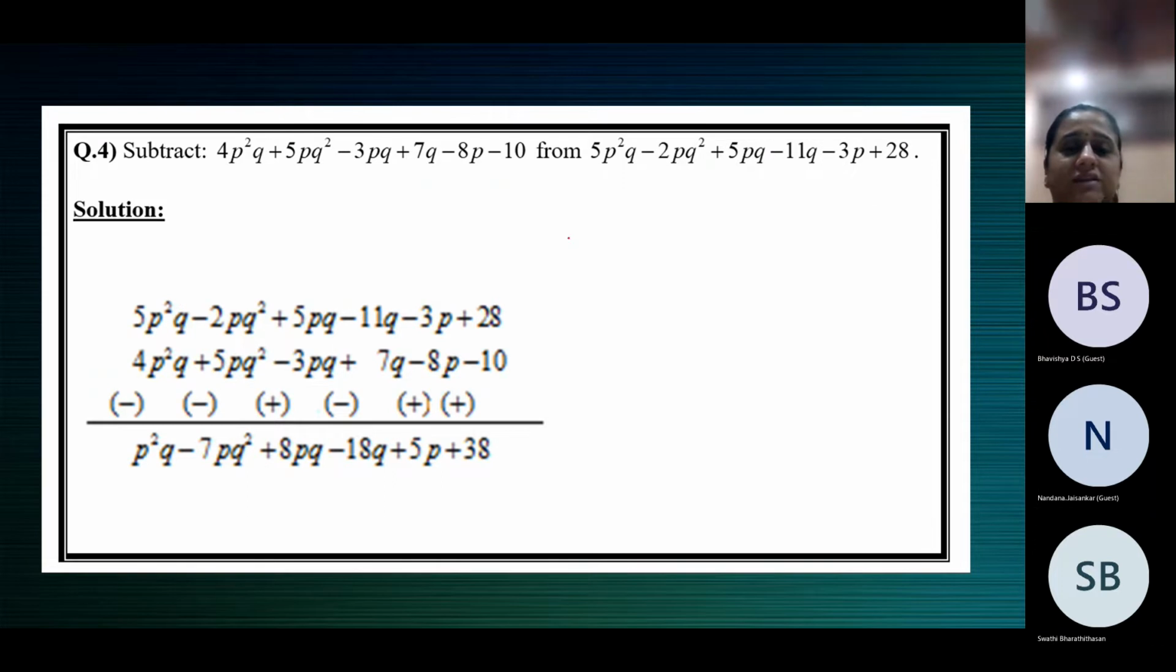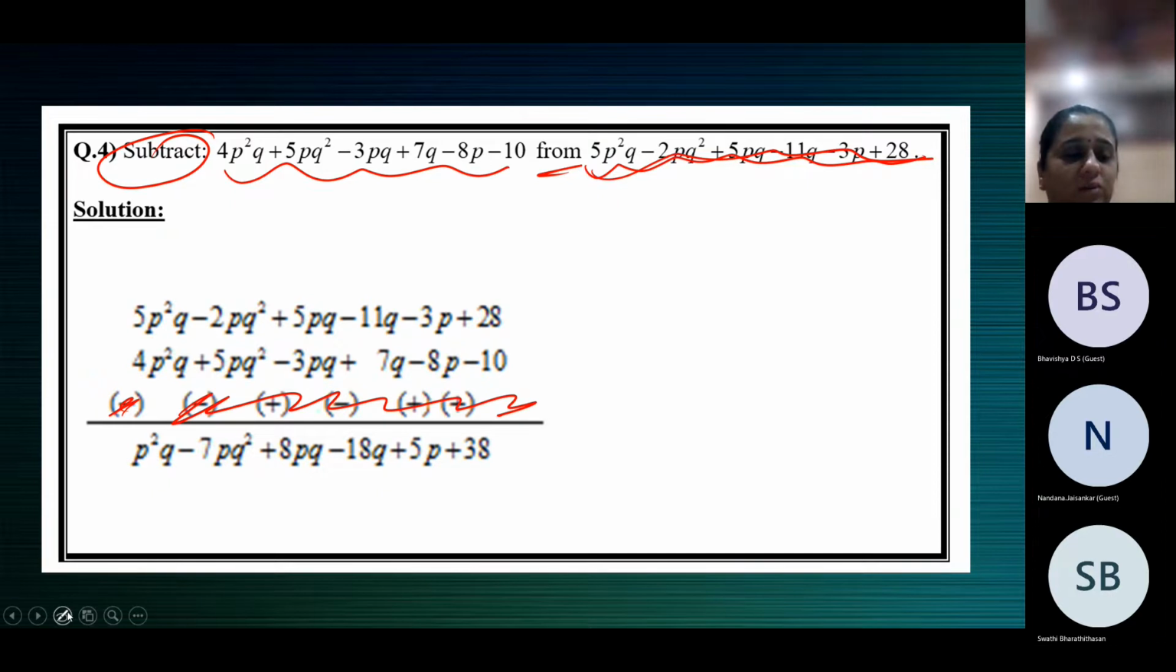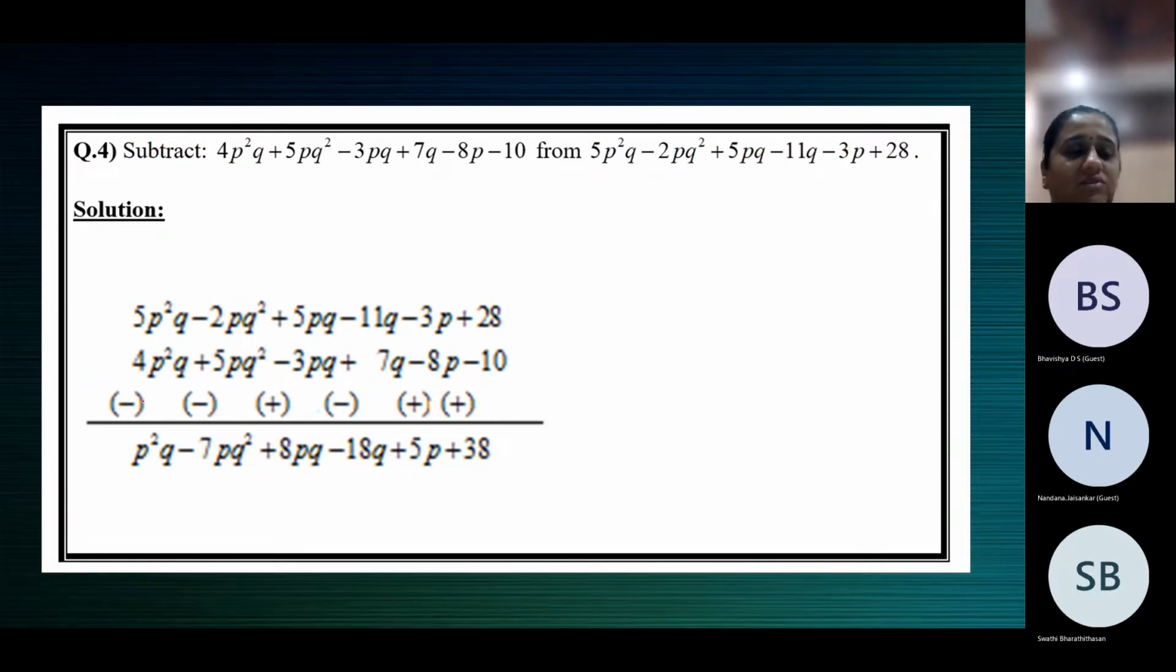So we write the two expressions one below the other. This one first and then this one. Since it's subtraction, you'll have to change the signs. If it was addition, we won't do this. And then simplify. This is the answer. Very good.